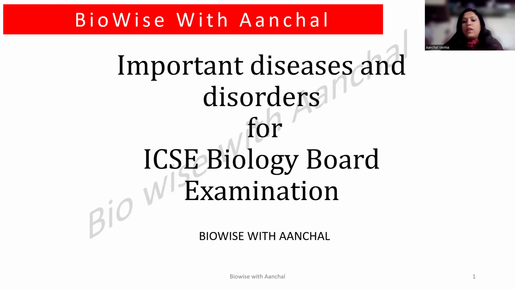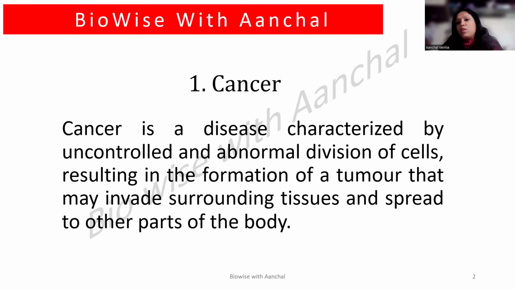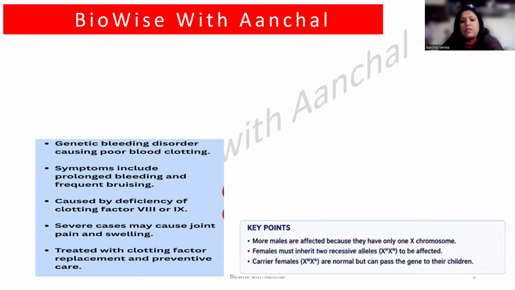The first one is cancer. Now, cancer, as you know, is uncontrolled cell division. So here, what is this disease all about? This is characterized by uncontrolled and abnormal cell division, resulting in the formation of a tumor that may invade surrounding tissues and spread to other parts of the body. In this phase, cancer is called malignant. Okay, so this is uncontrolled cell division, cancer.